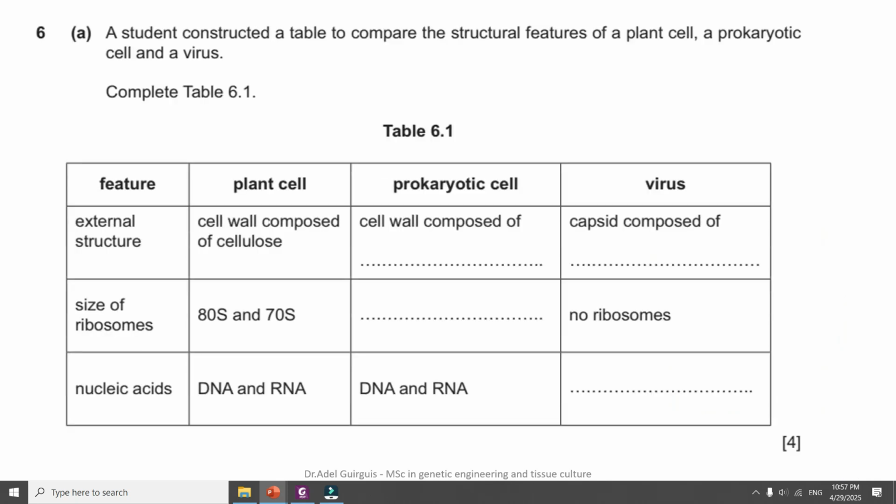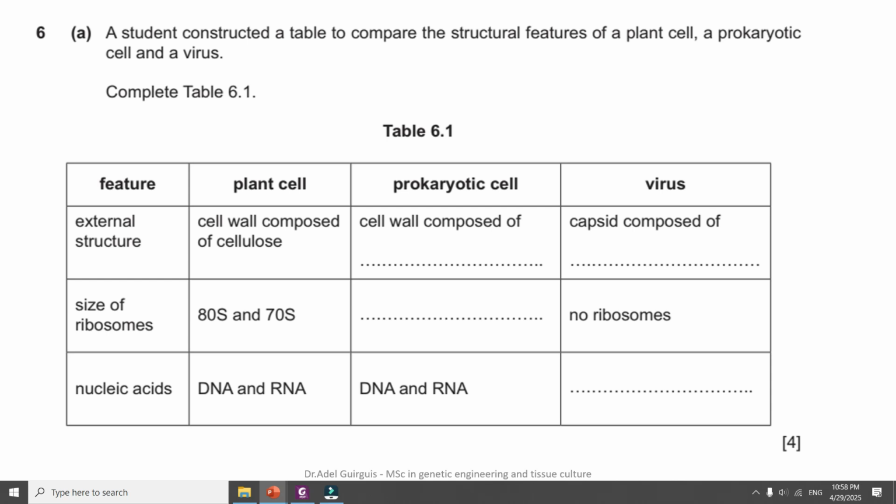Now, for number 6, letter A, a student constructed a table to compare the structural features of a plant cell, a prokaryotic cell, and a virus. Complete table 6.1. Here, features are compared between plant cell, prokaryotic cell, and virus. The features are external structure, size, ribosomes, and nucleic acids.